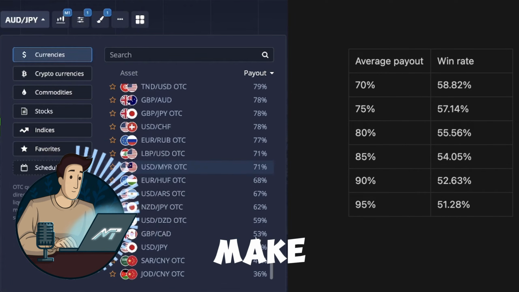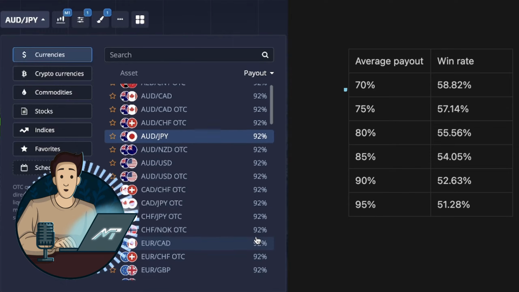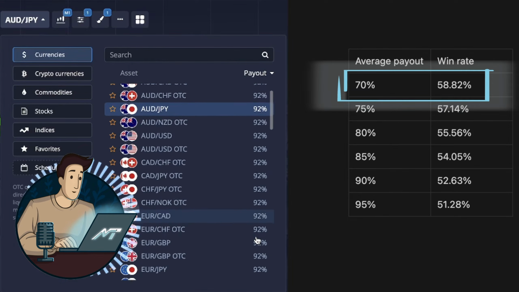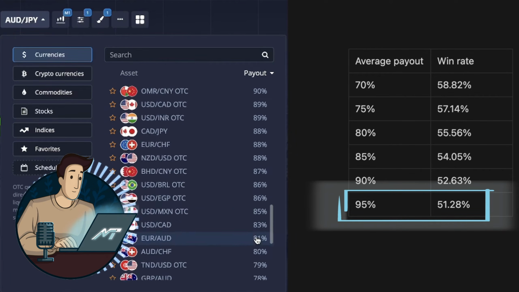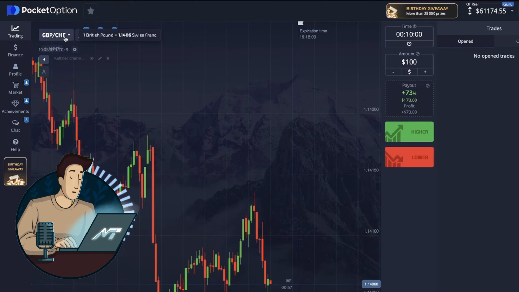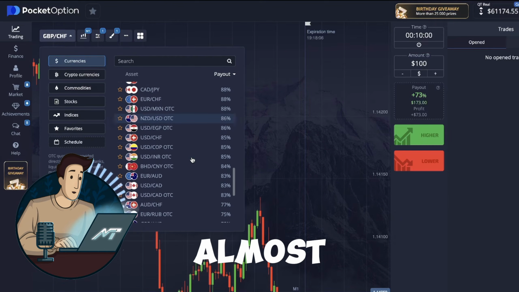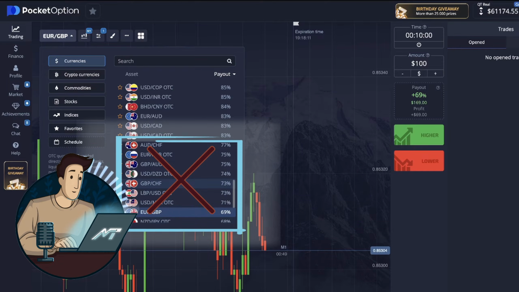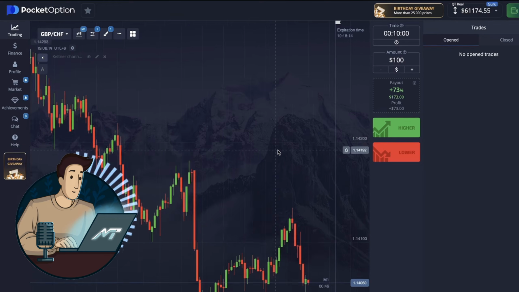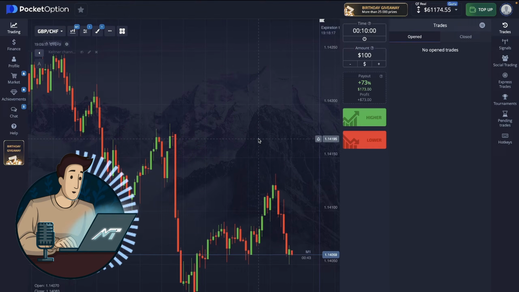Here's the win rate you need to make money, depending on the average payout. For a 70% average payout, you need a win rate of 59%, but if you have a 95% average payout, you need a win rate of 51%. The absolute majority of traders on binary options don't even look at the payout percentage. And that fact really shocks me. Guys, if you trade on pairs with a 70% payout, you need almost a 59% win rate just to make any profit at all. You're just shooting yourself in the foot by not paying attention to the payout percentage of the currency pair you're trading.